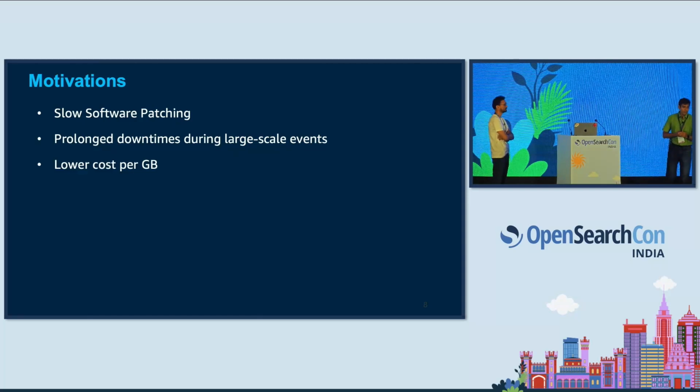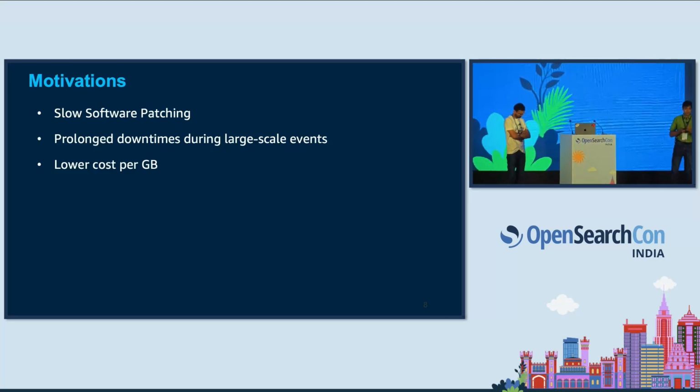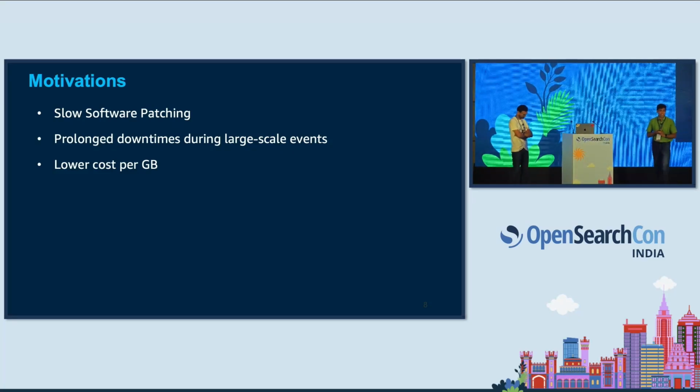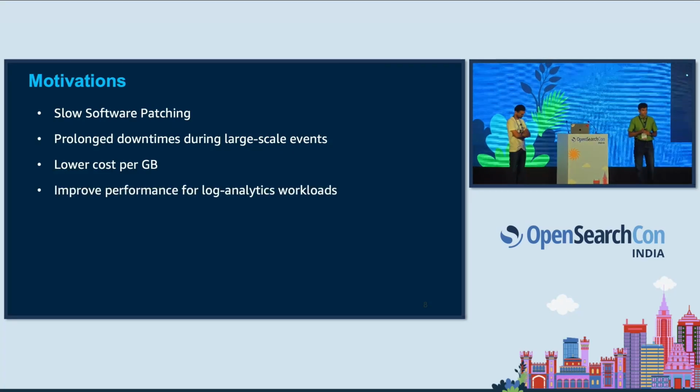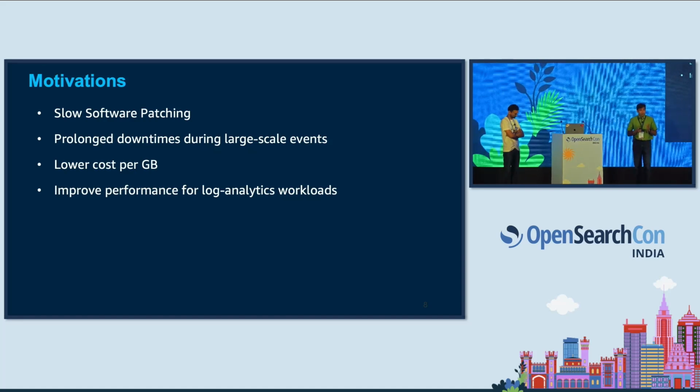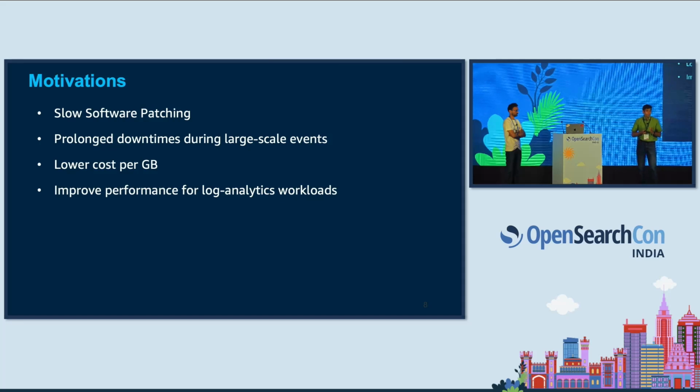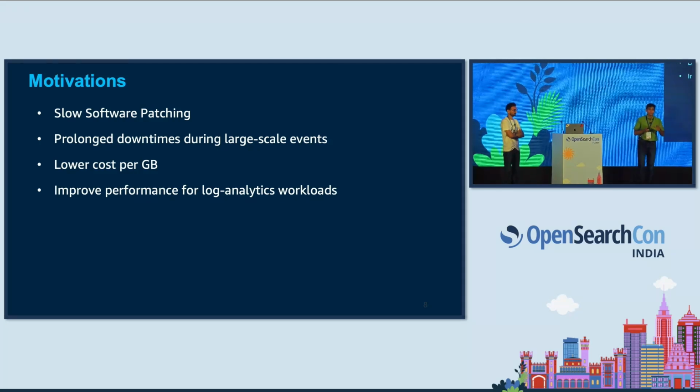Lower cost per GB. Now the data is ever growing, right? So we need to keep delivering the value of OpenSearch. We need to decrease the per GB cost of the cluster. Improving performance for log analytics workloads is along similar lines. We have to be performant in indexing, in queries, in storage, in all the aspects, right?